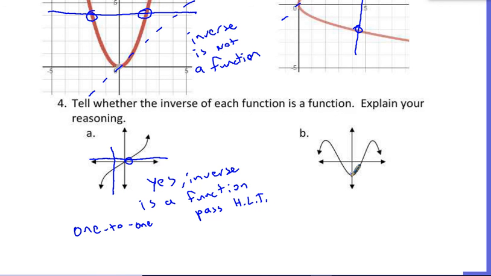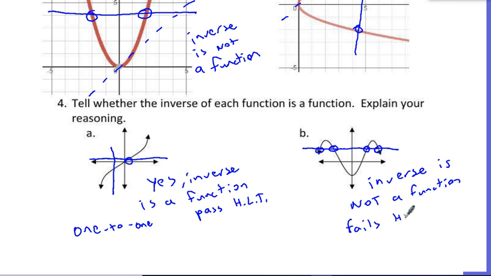Letter B passes the vertical line test, so this graph is a function, but when we draw a horizontal line, it crosses 4 times. So the inverse is not a function, since this fails the horizontal line test.